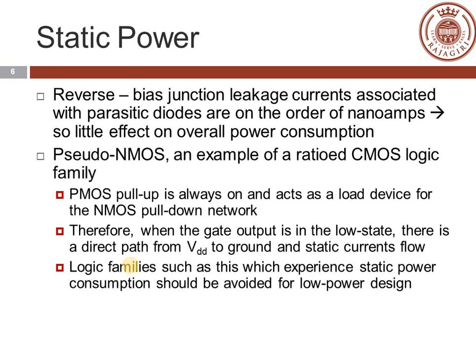Now the third component is due to pseudo-NMOS circuitry. Pseudo-NMOS is an example of ratioed CMOS logic family, in which the PMOS pull-up is always on and acts as a load device for the NMOS pull-down network. Therefore, when the gate output is in the low state, there is a direct path from VDD to ground and static currents flow. Logic families such as this, which experience static power consumption, should be avoided for low power design.